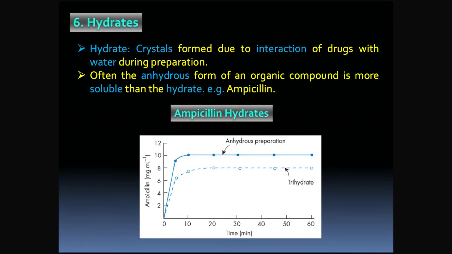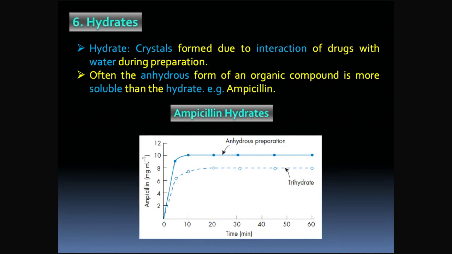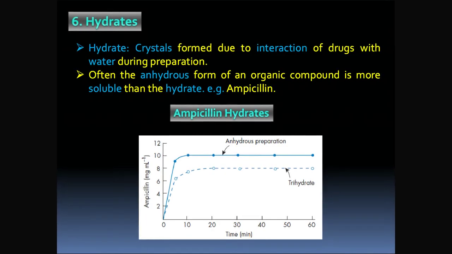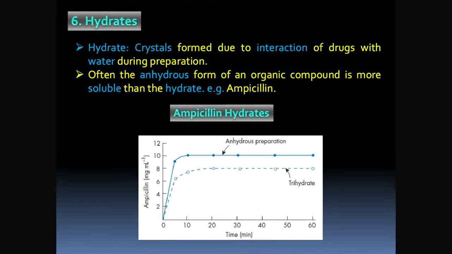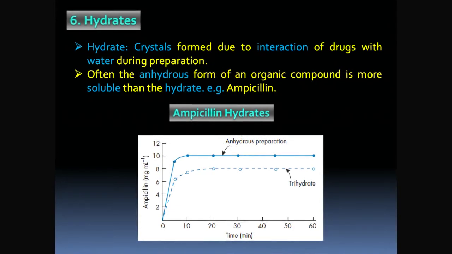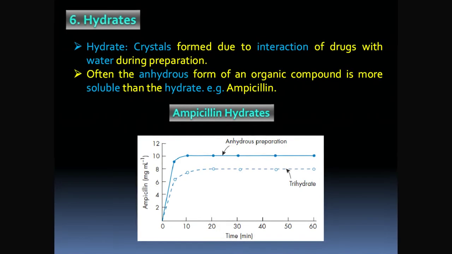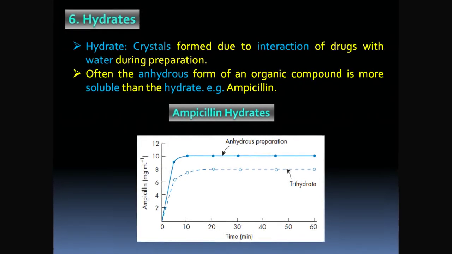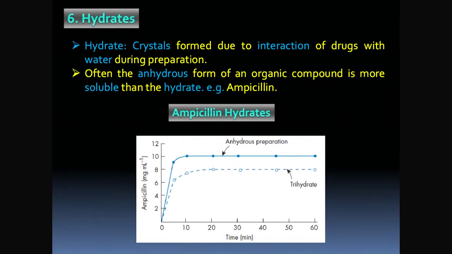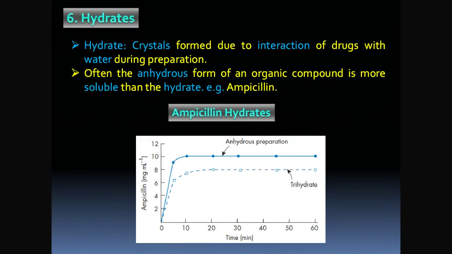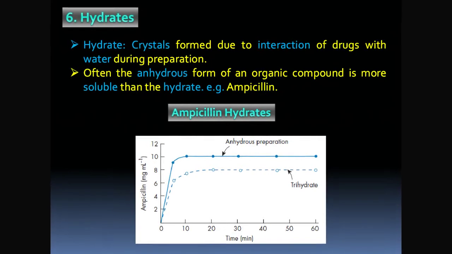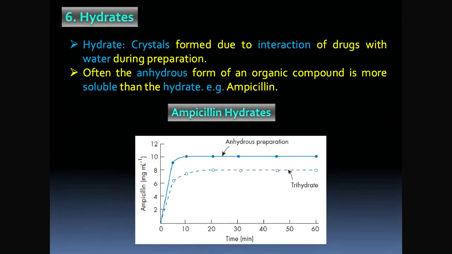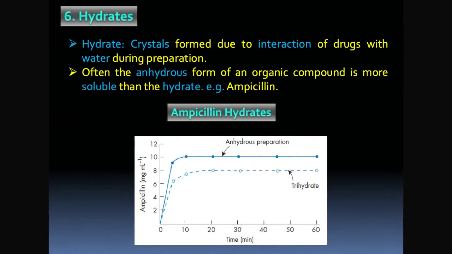Study the provided graph, where the concentration of ampicillin is measured over a 60-minute interval. The anhydrous preparation achieves a steady-state concentration of 10 milligrams per milliliter. In stark contrast, the trihydrate form, which incorporates 3 water molecules into its structure, plateaus at a much lower 8 milligrams per milliliter. This data confirms that the hydration state acts as a fundamental physical barrier to reaching maximum saturation. If you were designing a dosage form where rapid absorption is critical, why would you choose the anhydrous form over the trihydrate?